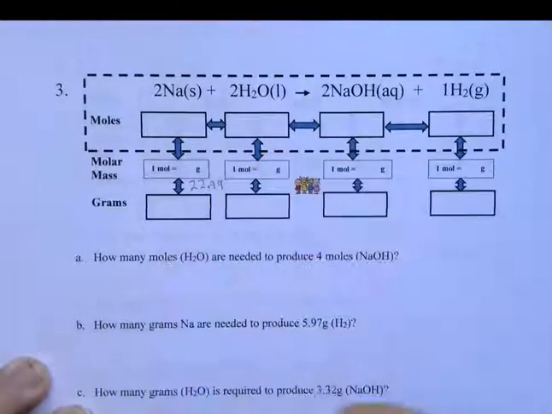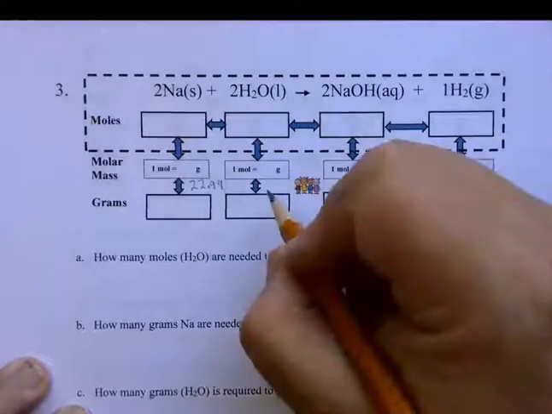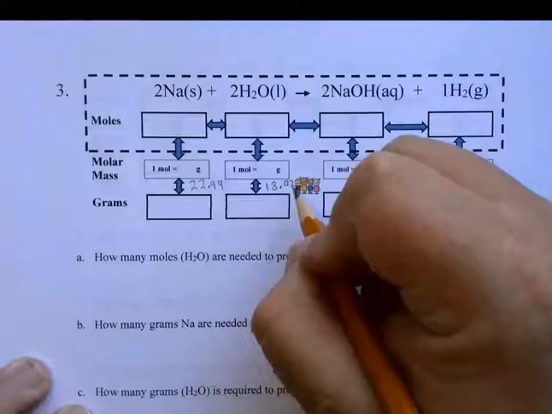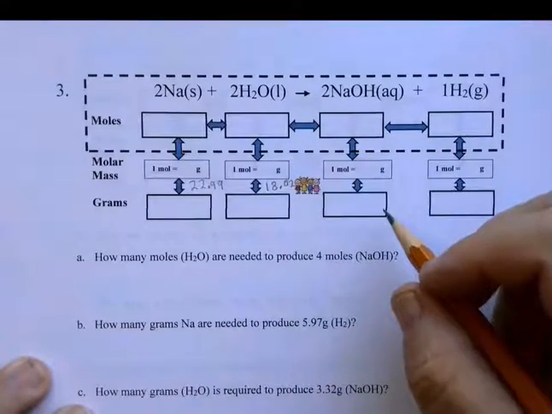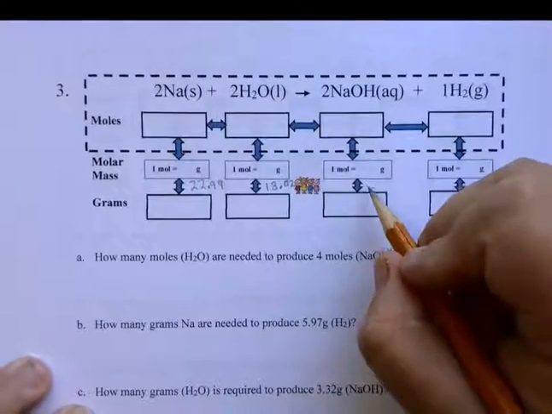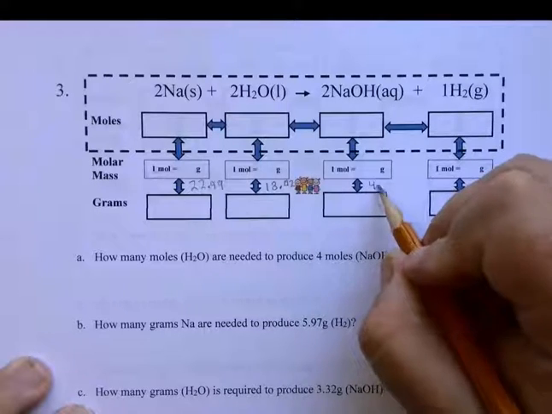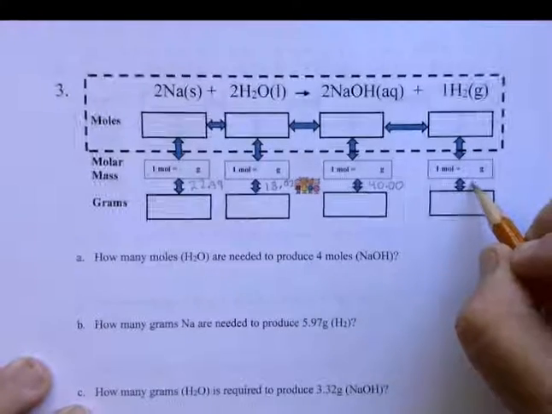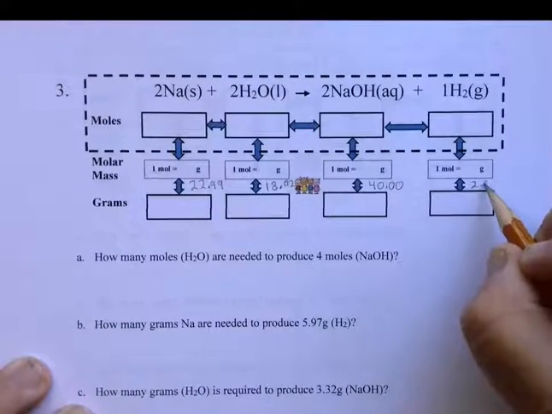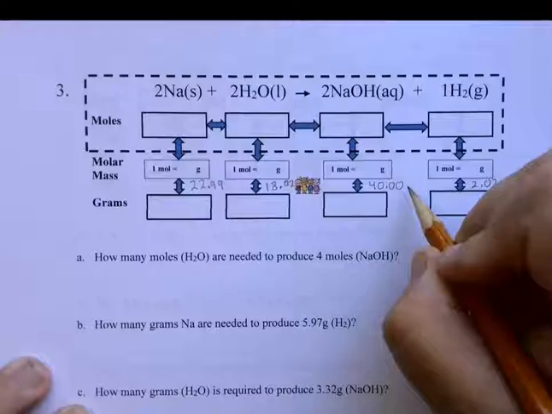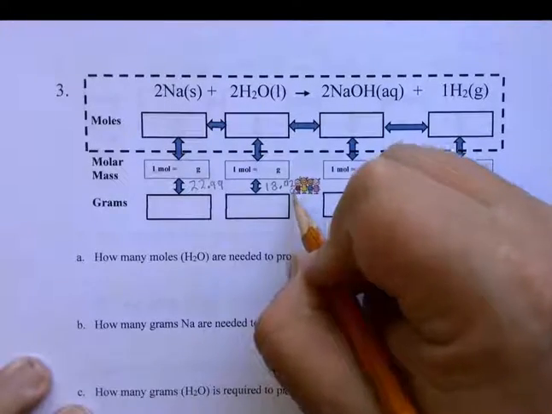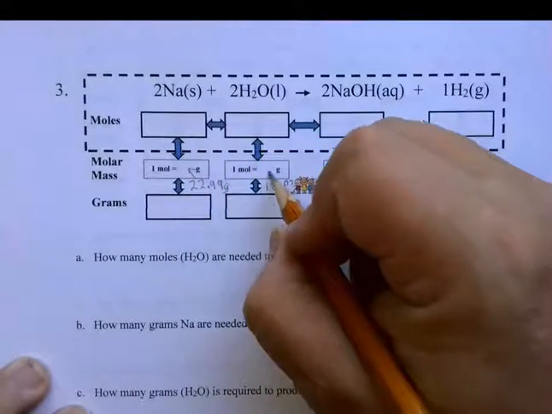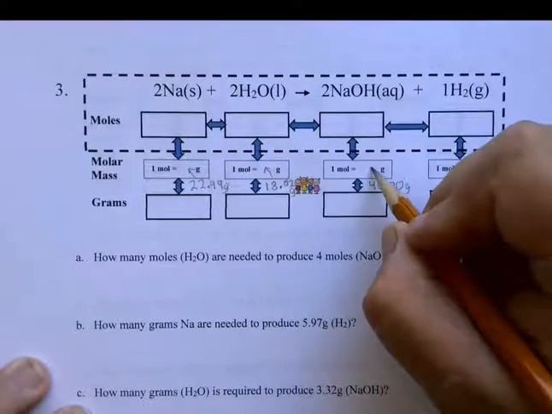22.99 grams. For water, it's 18.02 grams. For sodium hydroxide, it's 40 exactly. And for hydrogen gas, it is 2.02. Those are all grams. Okay, this one goes there, and so forth. Okay, so those are your molar masses.